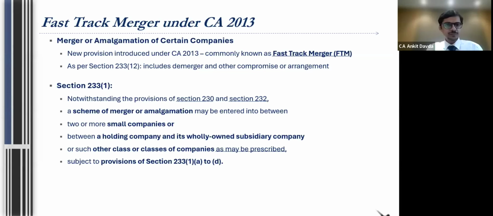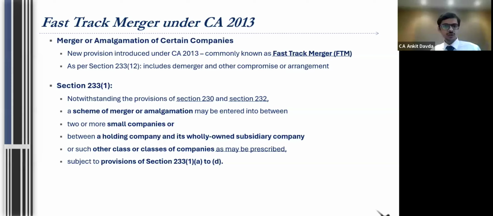So now, which are the companies that can adopt this route? Section 233(1), as we just discussed, is an overriding provision which overrides Sections 230 and 232 and says that a scheme of merger and amalgamation may be entered into between two small companies. As all of us would be aware, under the Companies Act there is a concept called small companies, which has certain thresholds and criteria. They are smaller in size, so the stakes involved are not high. So those companies can adopt this route.